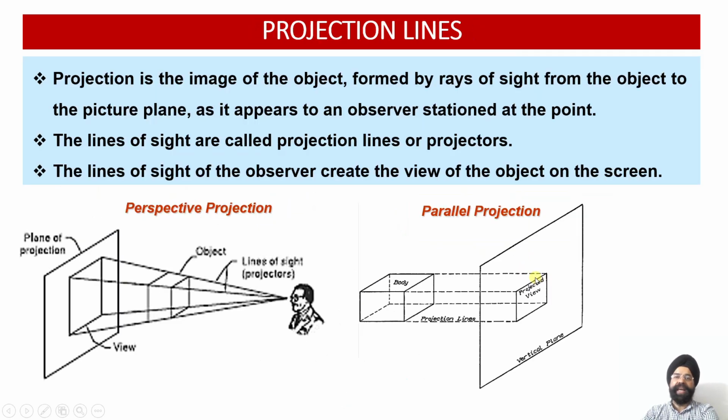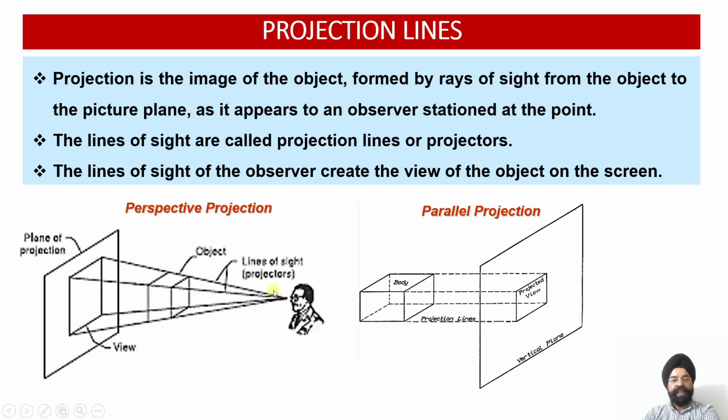Then the second type of lines are projection lines. As the name indicates, projection is the image of an object which is formed by rays of sight from the object. You see, these are the rays of sight coming from the object or a source of light. They fall onto the object and are then projected onto the plane of projection, from the object to the picture plane, as it appears to an observer stationed at a point.